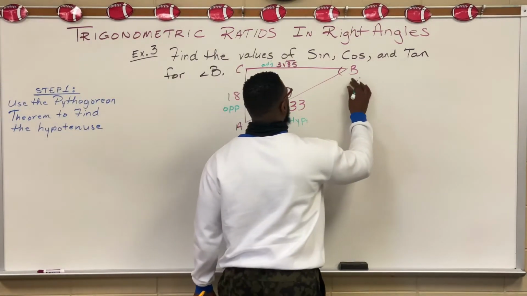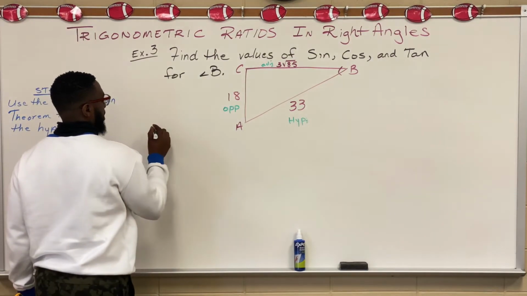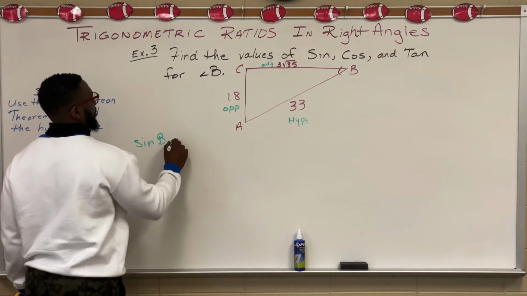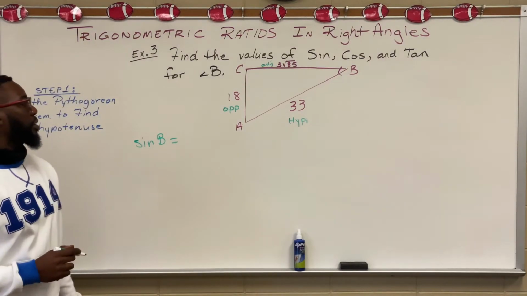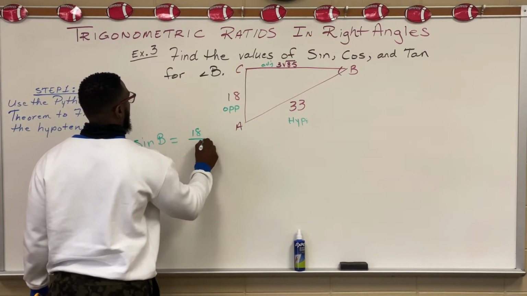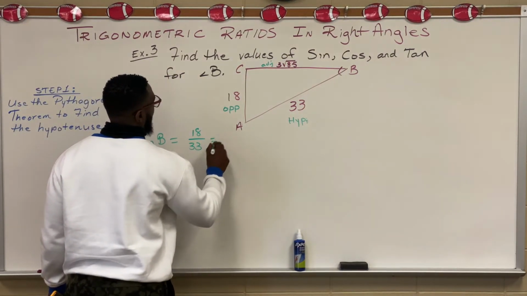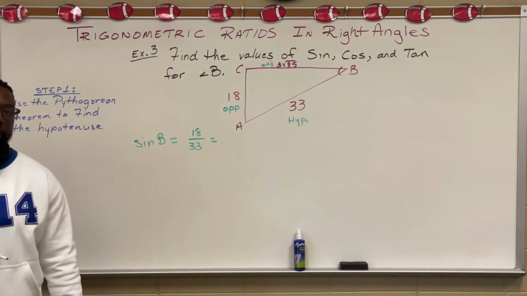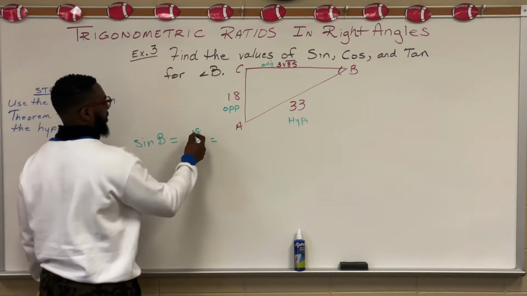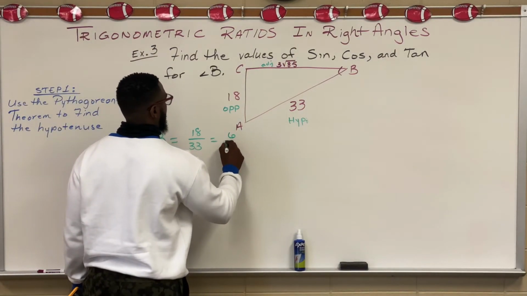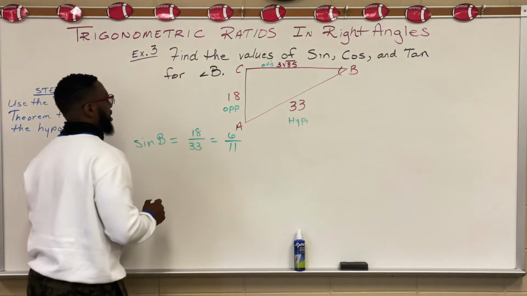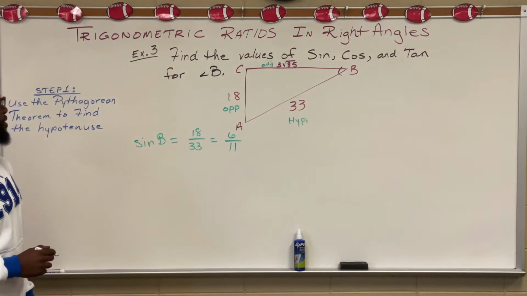So sine equals opposite over hypotenuse, 18 over 33. We always simplify. 18 over 33 can be simplified. 3 can go into both of those. So 3 goes into 18 6 times. 3 goes into 33 11 times. The sine of B is 6 over 11.